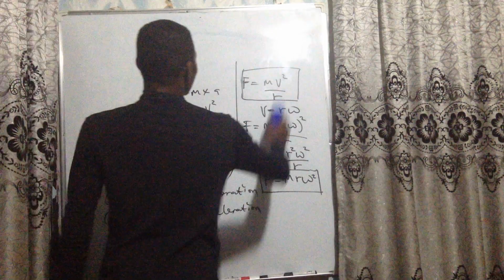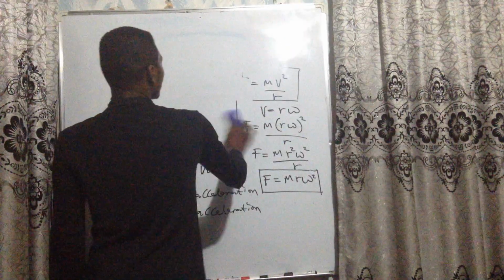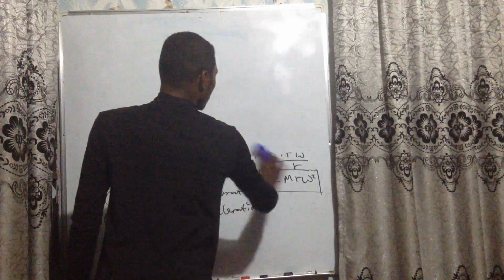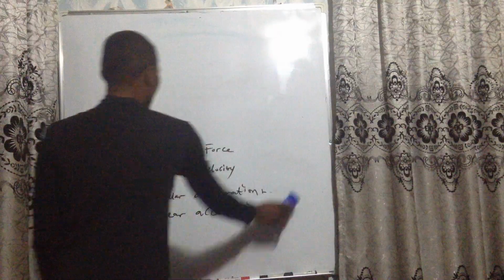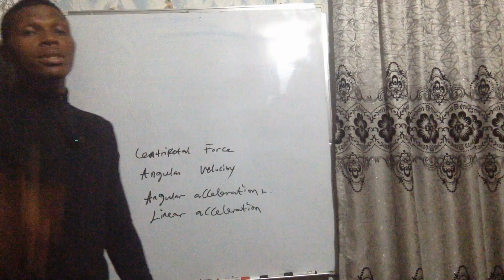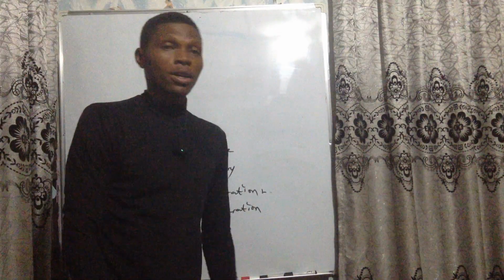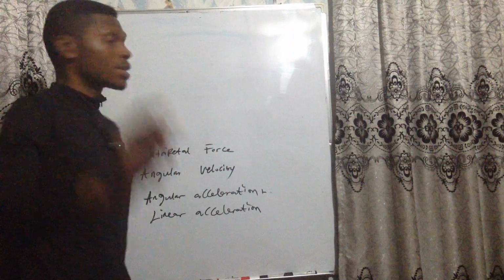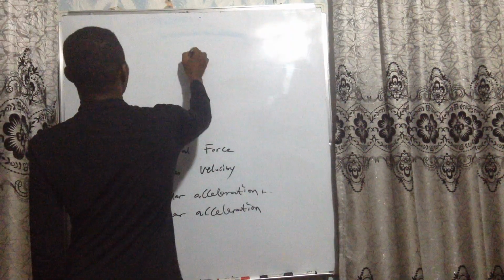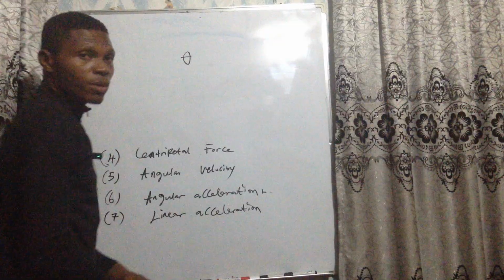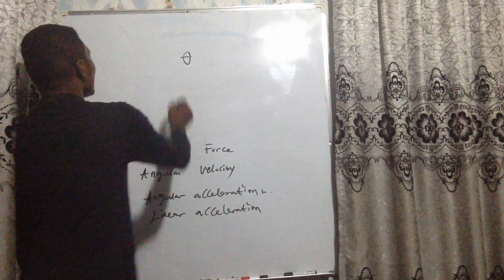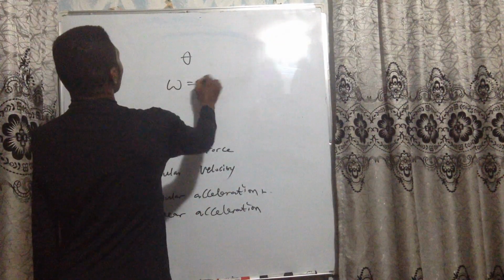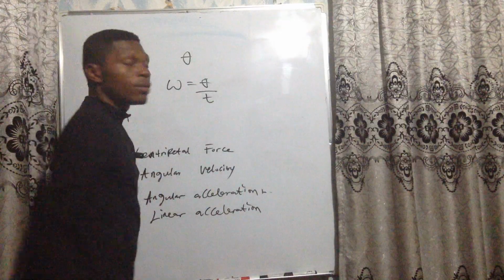Now we come to angular velocity. Angular velocity is the rate of change of angular distance with time. What is angular distance? Theta is the angular distance. So angular velocity, omega, is equal to what? Theta over t. Rate of change.